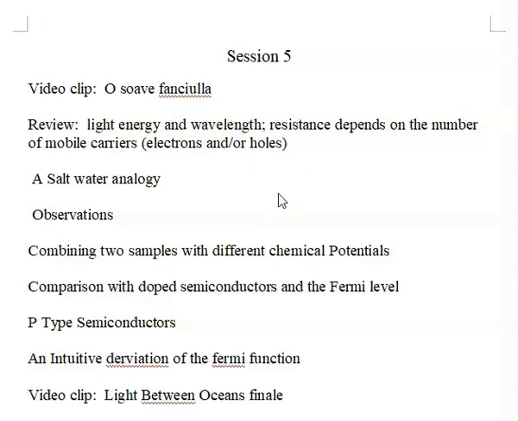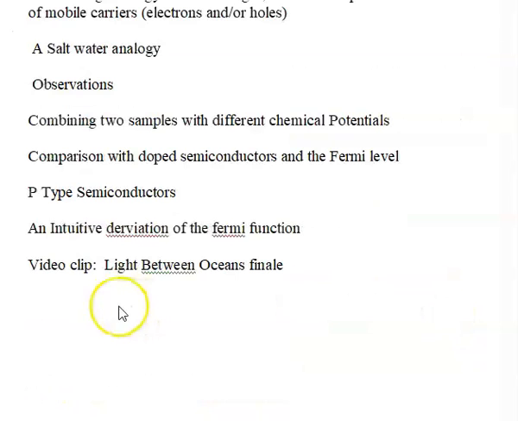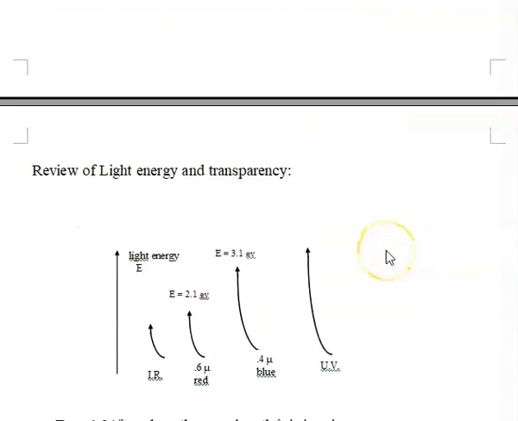It will mostly be descriptive. However, there will be at the very end a little bit of mathematics when we talk about an intuitive derivation of the Fermi function, and we'll end with a short video clip, the finale to the really incredibly wonderful movie The Light Between Oceans. So let's get started.